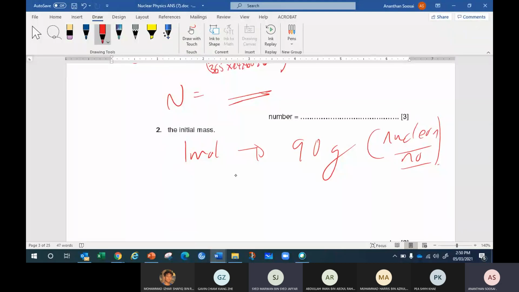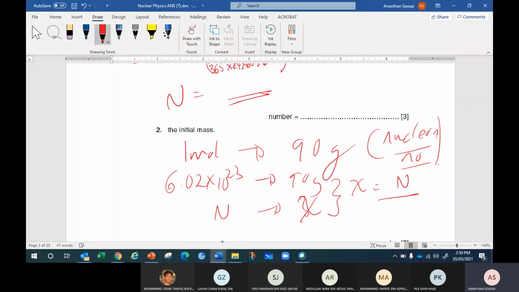Okay, so most chemistry knowledge. 1 mole consists of how many atoms? How many particles? 6.02 times 10 to the power of 23 particles is 90 gram. So N particles, how many gram? Okay, we want to find that. So by using these two, your ratio, right? So how much is the x value? X value is equal to N over 6.02 times 10 to the power of 23 times 90 gram. So you get the answer in terms of gram.